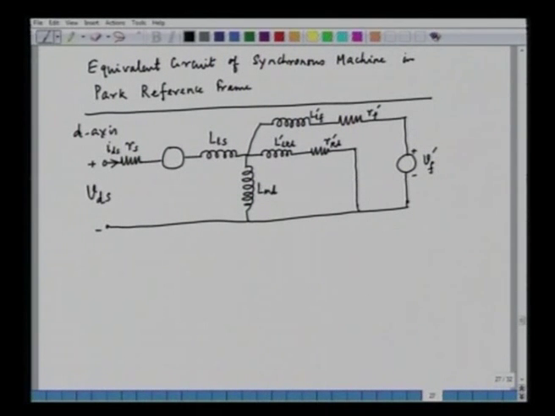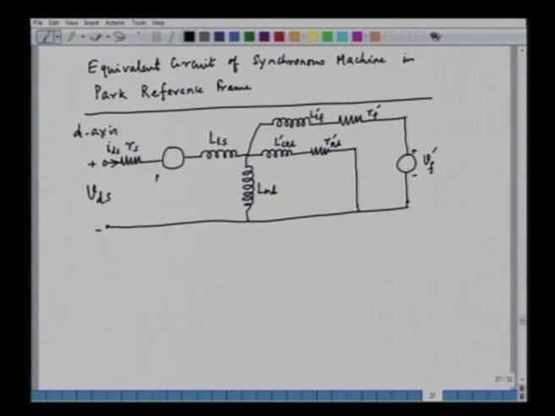Now, we will write down the expression for the rotationally induced EMF in the stator. So, this will be a function of omega r, and in the D axis the rotationally induced EMF will be, because of the q axis flux, omega r into psi qs, and this will be helping the applied voltage. So, this will be minus here and plus here.